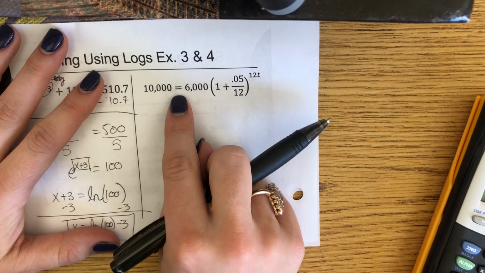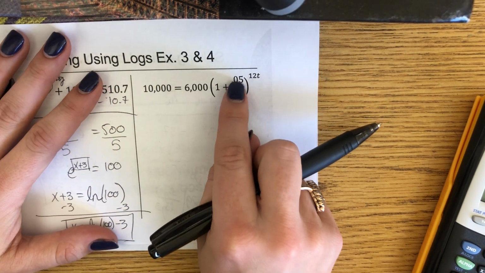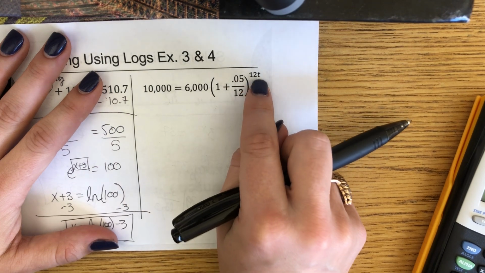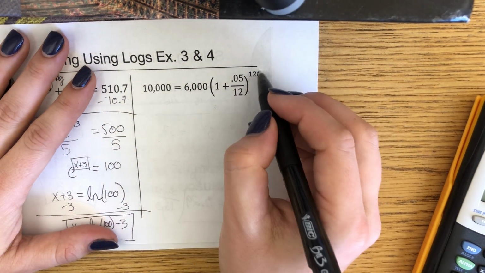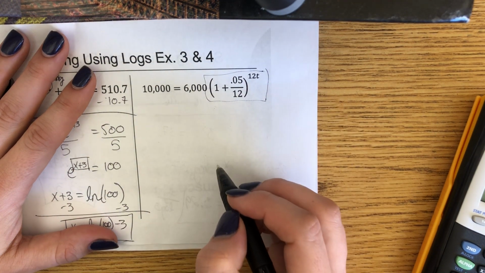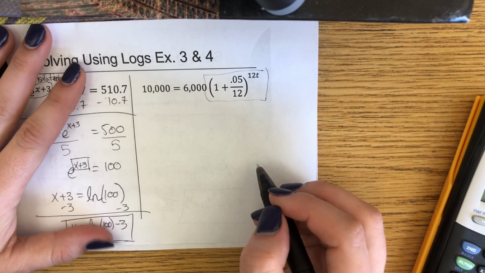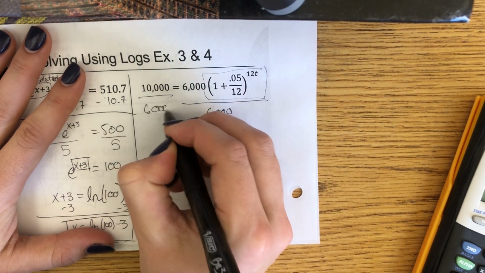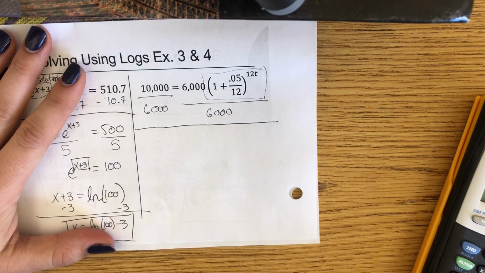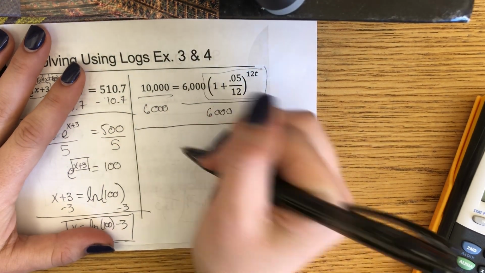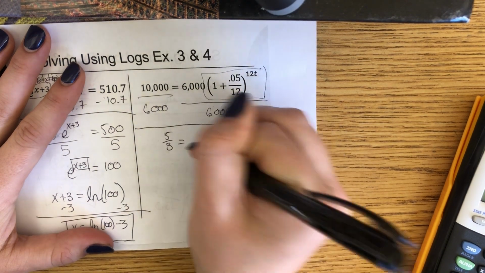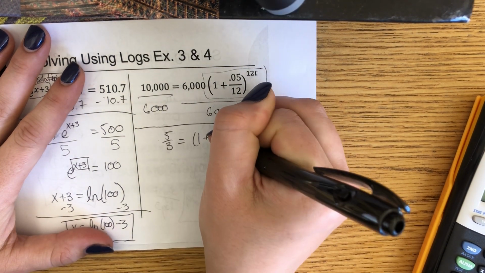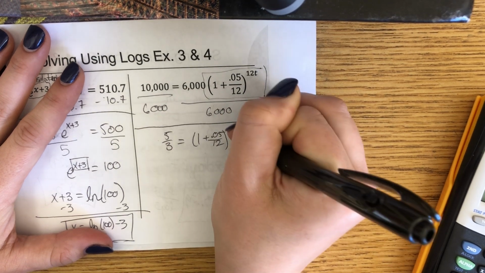Okay, so I have 10,000 equals 6,000 times (1 plus 0.05 over 12) to the 12t. I'm going to start by isolating my exponential. All of this is what I can isolate. So think about what you're going to do first. You divide by 6,000 on both sides. So I get 10,000 divided by 6,000, which is 5/3. You could simplify it or not, but I'm going to simplify it. 5/3 equals (1 plus 0.05 over 12) to the 12t.